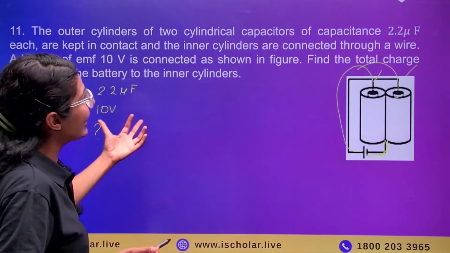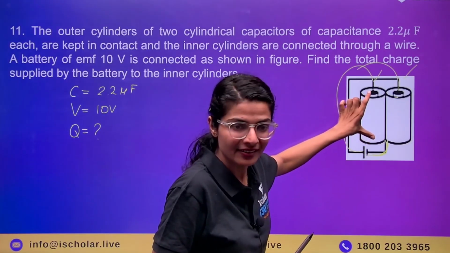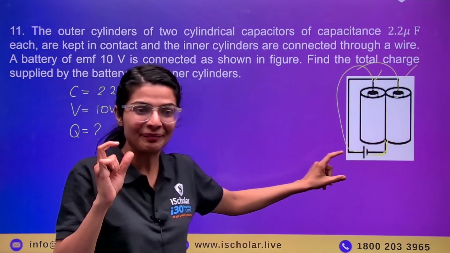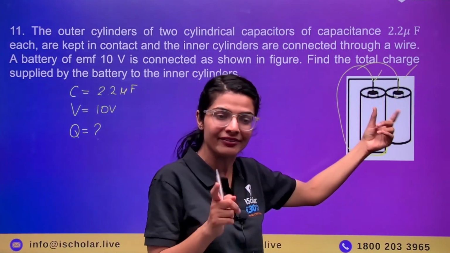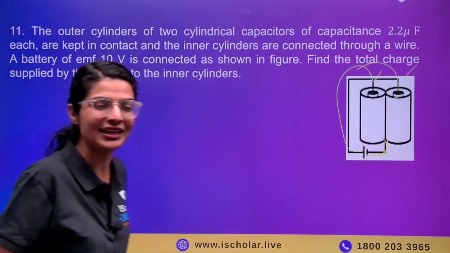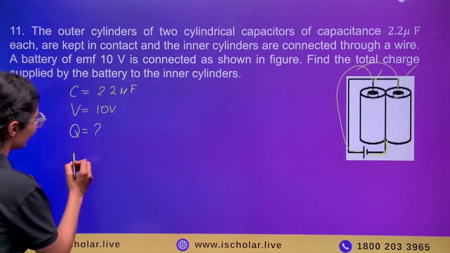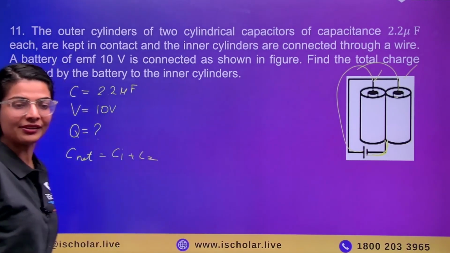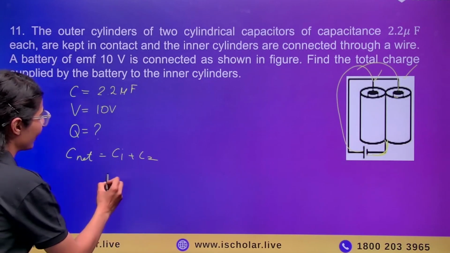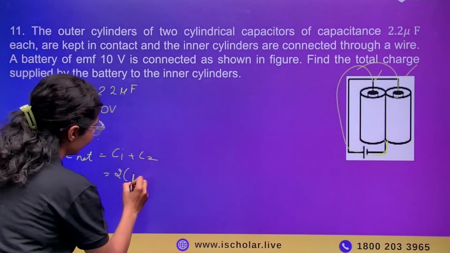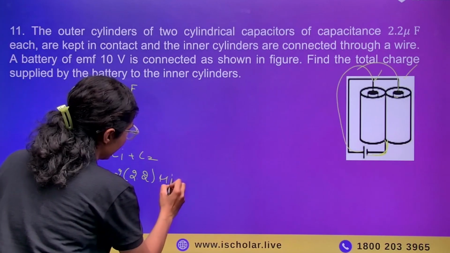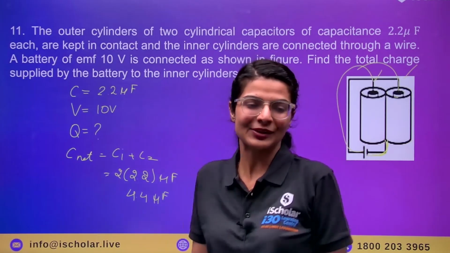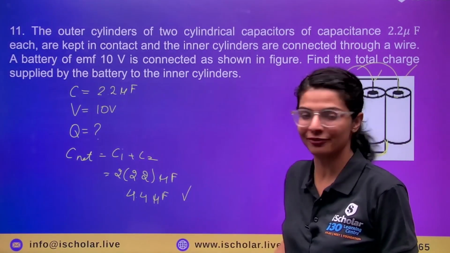So we can say that the potential difference between both of the cylinders is the same. Note this is the main key point. The potential difference between these two cylinders is the same. So the total capacitance would be in parallel, and the total capacitance would be just C1 plus C2 since they are in parallel. Now, what is the value? This will be 2 into 2.2 microfarad, which is 4.4 microfarad. Am I clear with this? So the total capacitance is 4.4 microfarad.